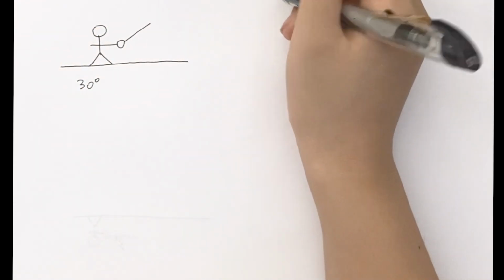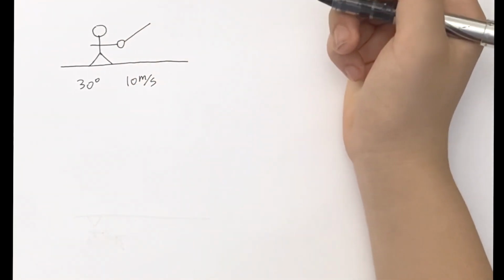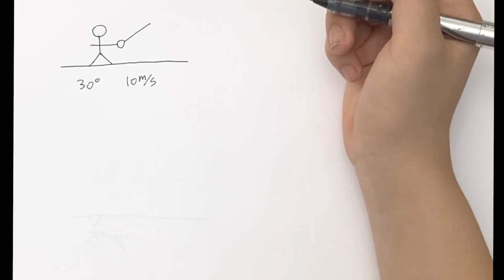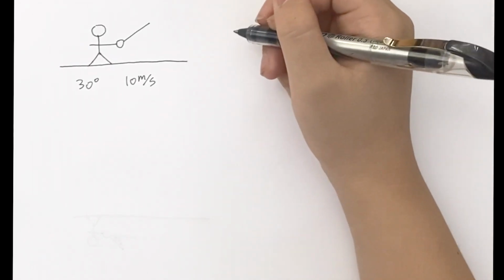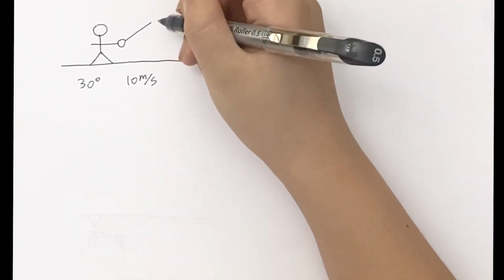I throw it at a speed of 10 meters per second. Again, we'll assume that there's no air resistance and that my hand is at 0 meters up in the air. Now that's unrealistic.